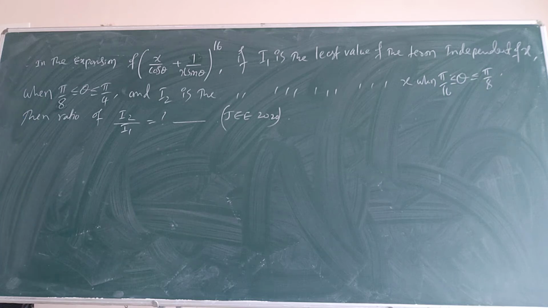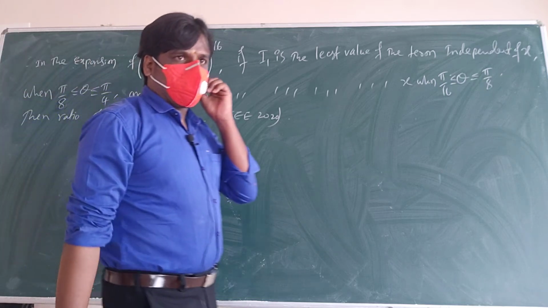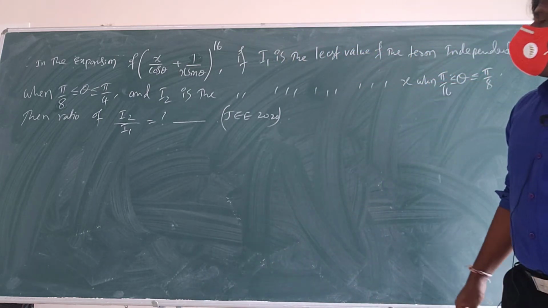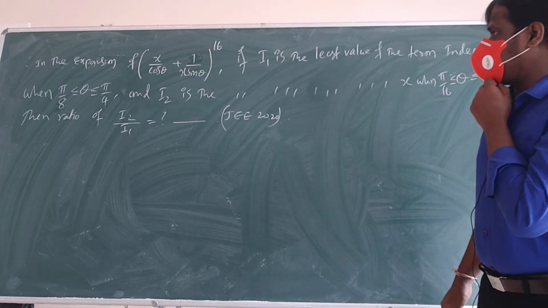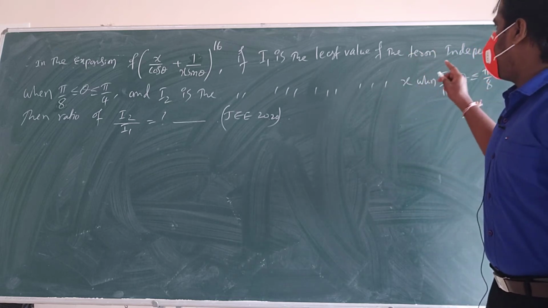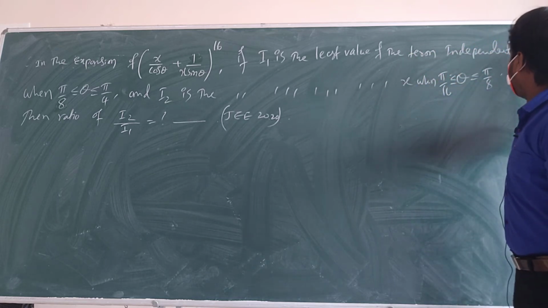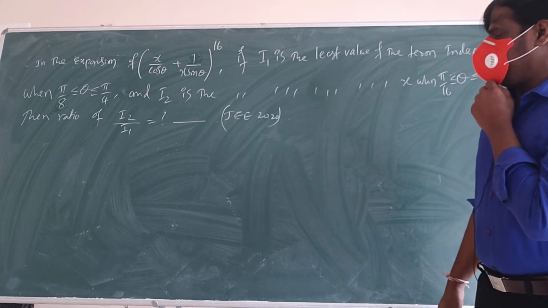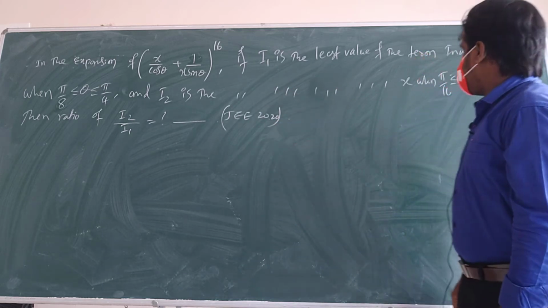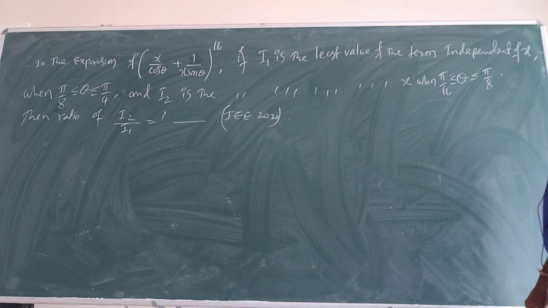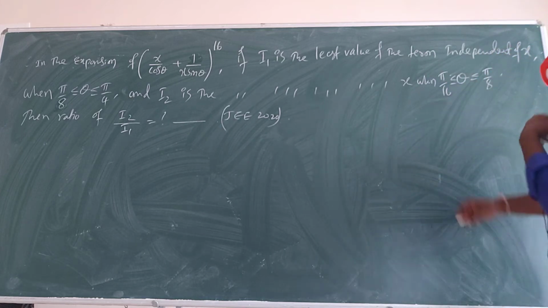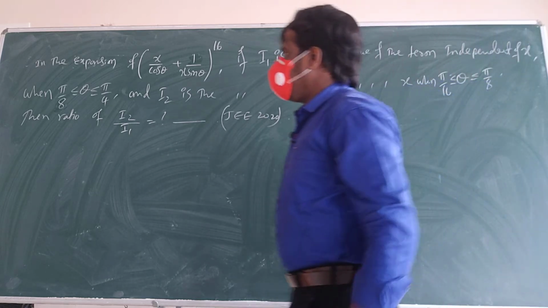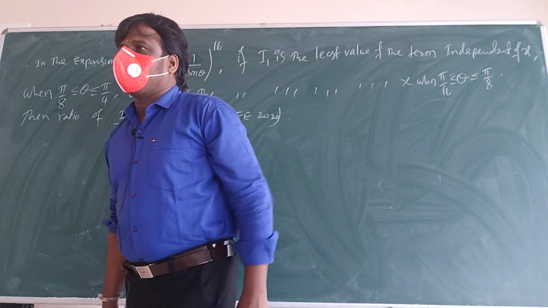Let's start. The question says that in the expansion of (x/cos θ + 1/(x sin θ))^16, if I1 is the least value of the term independent of x when θ is between π/4 and π/8, and I2 is the least value of the independent term of x when θ is between π/8 and π/16, what is the ratio of I2 by I1?